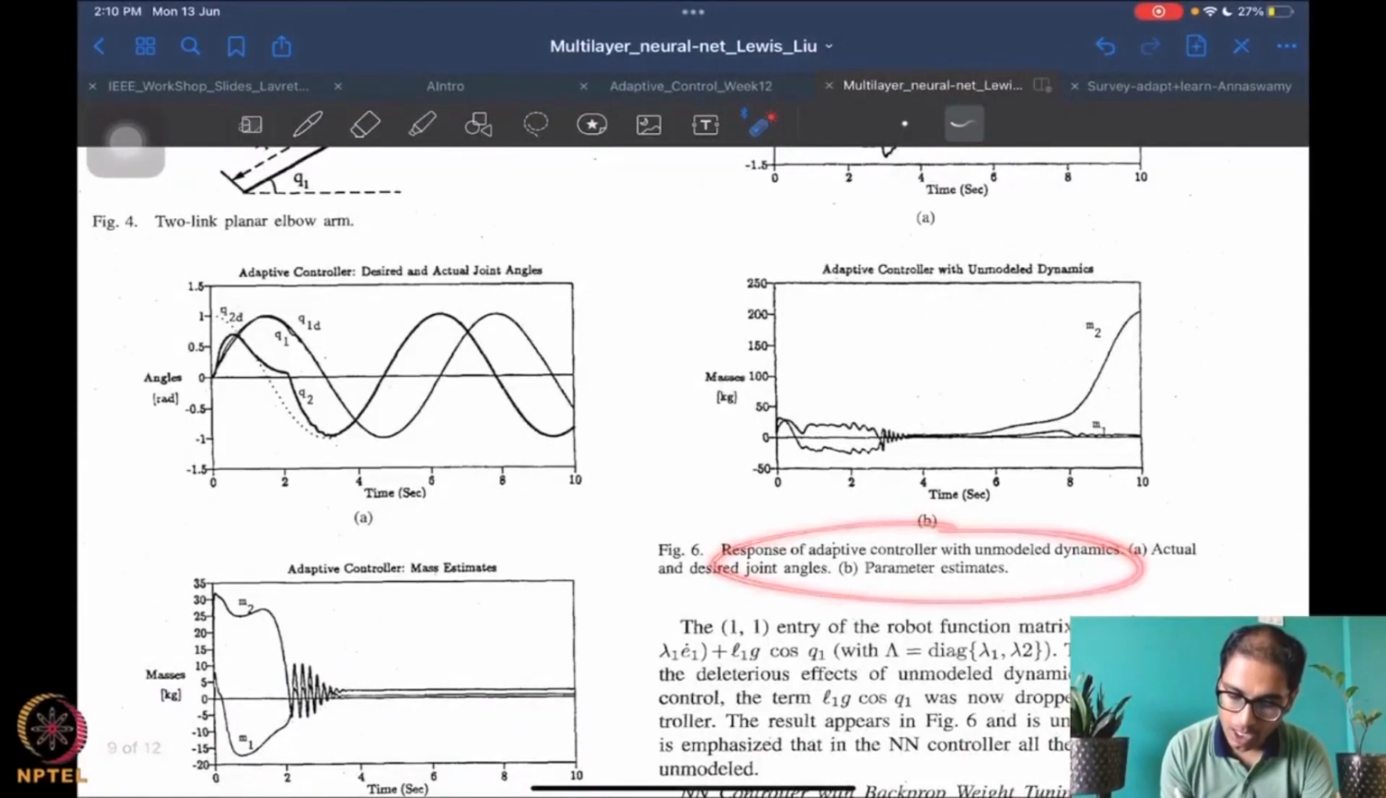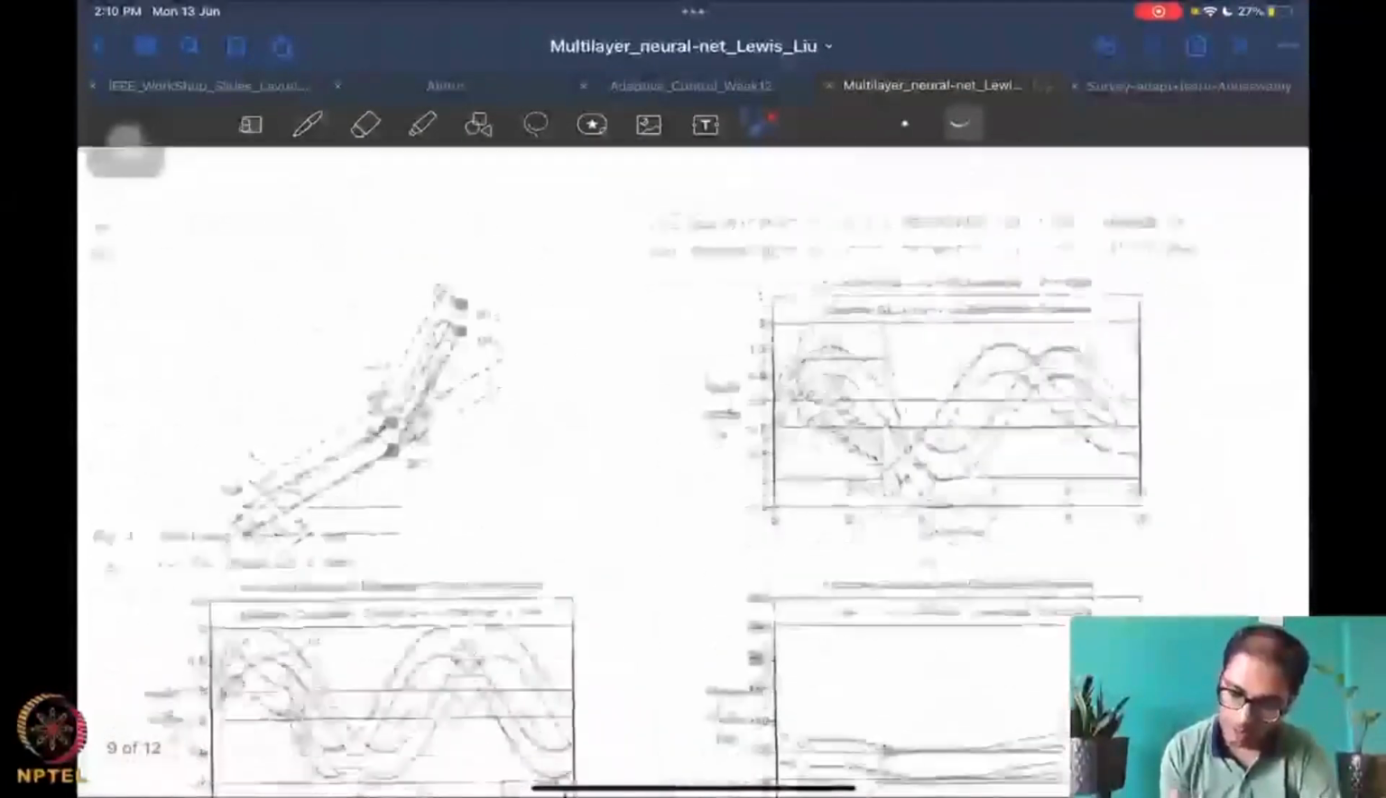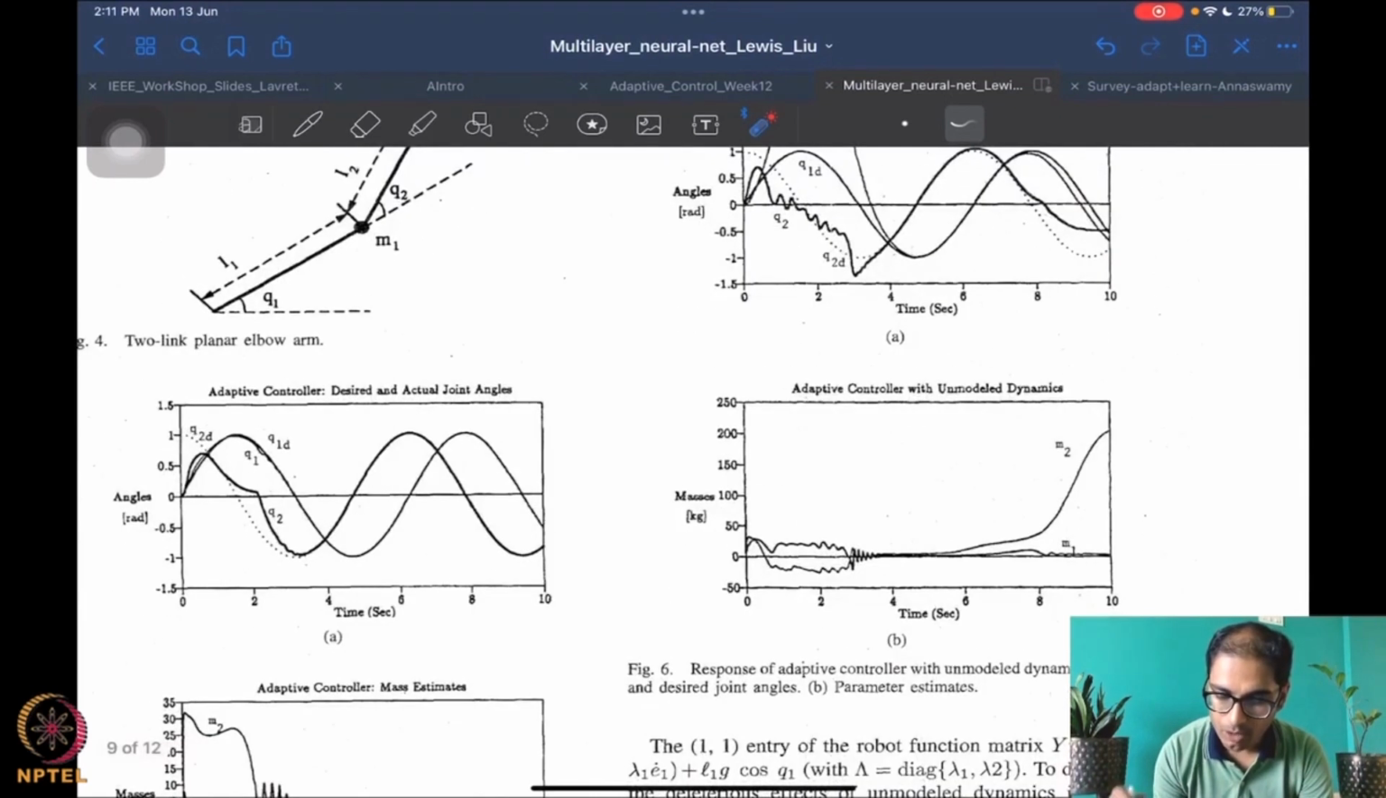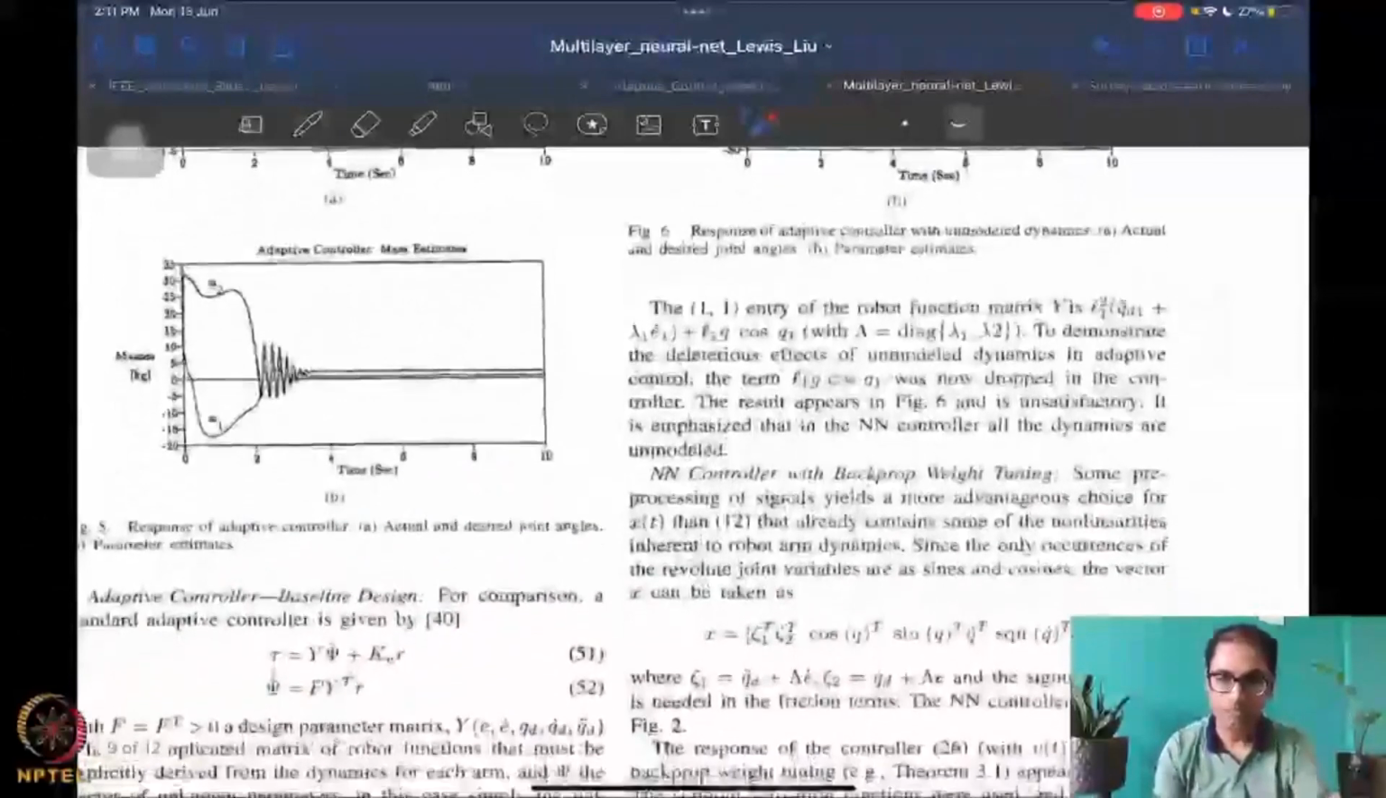Now if you add some unmodeled dynamics, some unmodeled dynamical terms in the simulation, and you still implement an adaptive controller, not a neural network based controller, you start to see significant deterioration in the performance. So Q1 is like this, you can see, and Q1 desired is this, and similarly Q2 is this guy, and the Q2 desired is this dotted line. So you see that things match for some time, but they don't match for a while, and so on and so forth. And the estimates, of course, start to look rather bad.